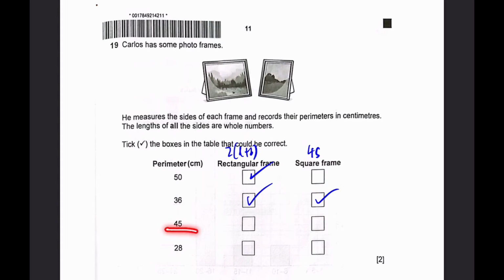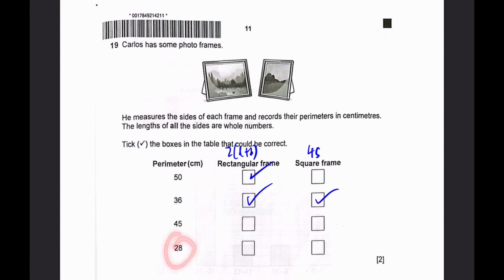Now the perimeter of 45 centimeters. Divide by 2 to get length plus breadth. That's 22.5. And since this is not a whole number, one of them has to be a non-whole number or a decimal number. So this cannot be ticked. And square frame. 4 times side is 45, so side length is 45 by 4, which is 11.25. This is also not a whole number, so that also cannot be ticked here.